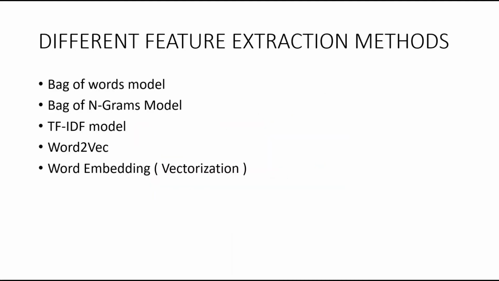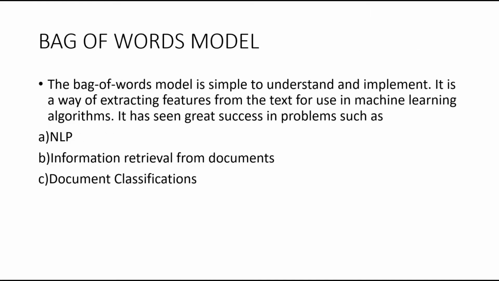So different feature extraction methods we usually do are the bag of words model, bag of n-gram model, TF-IDF model, word2vec, word embedding, or vectorization. These are all the steps we usually follow. We are going to discuss the bag of words model. The bag of words model is simple to understand and implement. It is a way of extracting features from the text for use in machine learning algorithms. It has seen great success in problems such as NLP, natural language processing, information retrieval from documents, and document classifications.